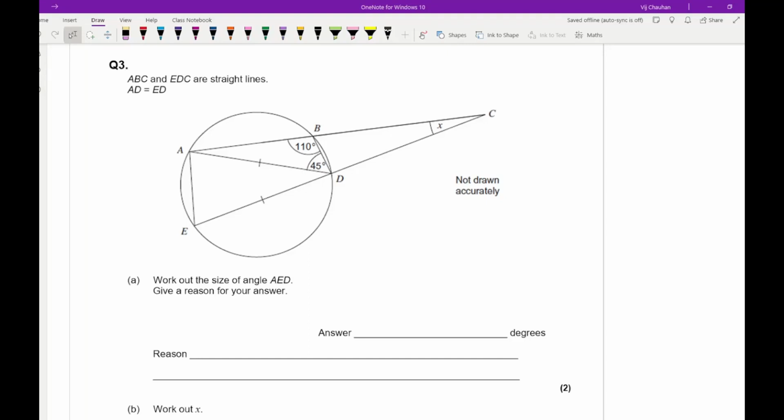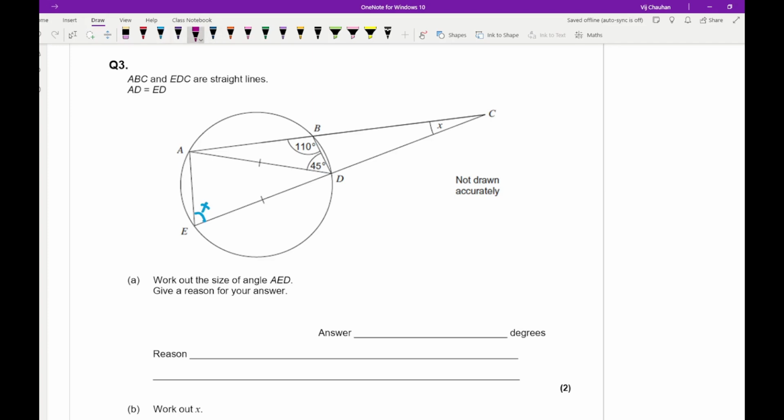AD equals ED, and for question A it's asking us to work out the size of angle AED and give a reason for your answer. Now for this, it is really important when you're starting with these questions to first establish which angle you're actually trying to find. So we're trying to find AED, so it's this angle that we need to find. So let's have a look at this now.